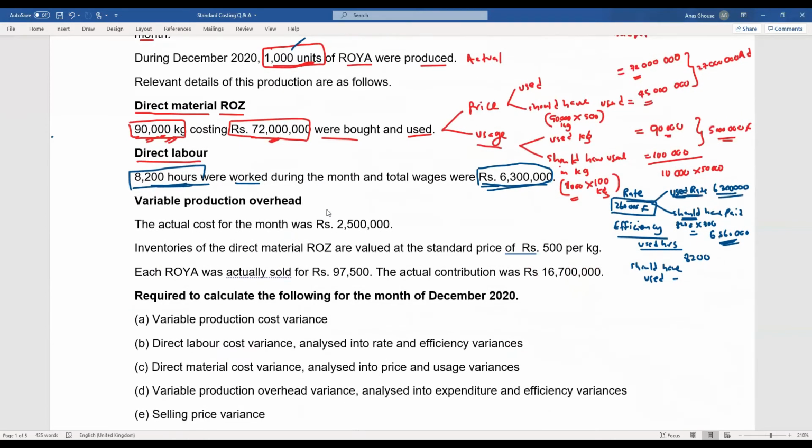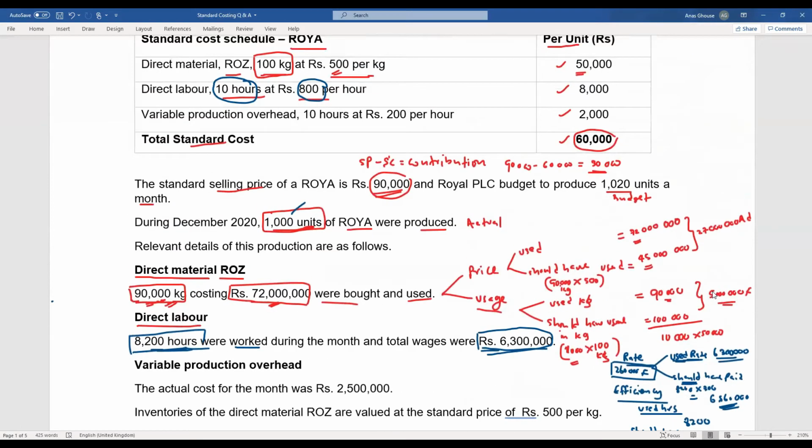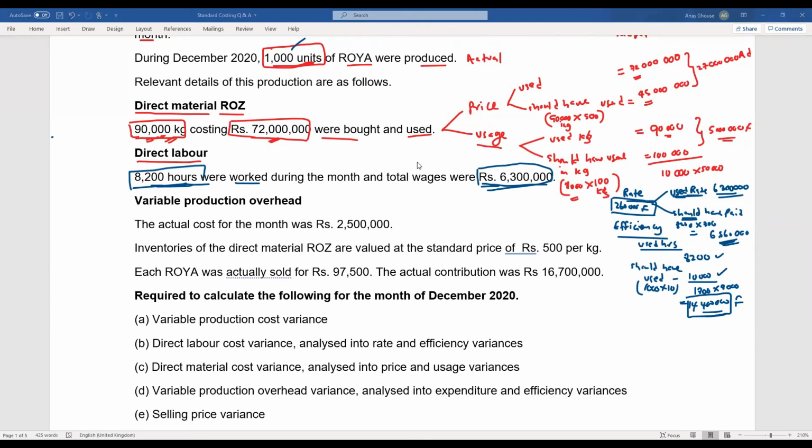So we were producing 1,000 units times 10. That will be 10,000. So 10,000 minus 8,200 is 1,800. 1,800 times what was the standard rate? The standard rate was 800.